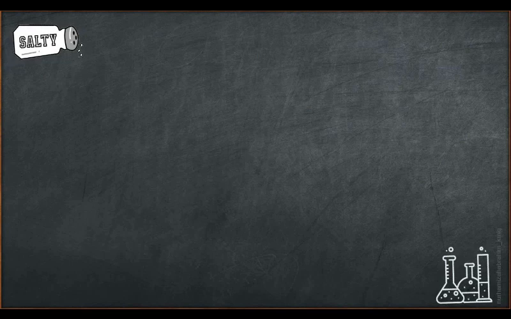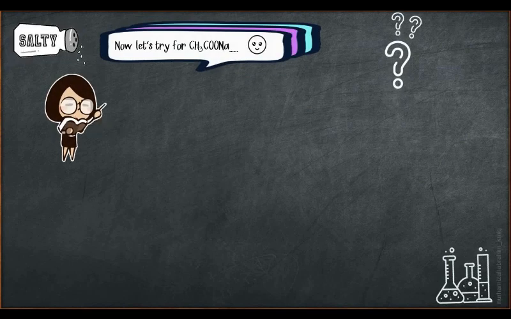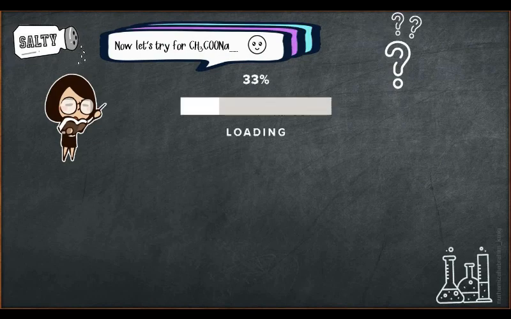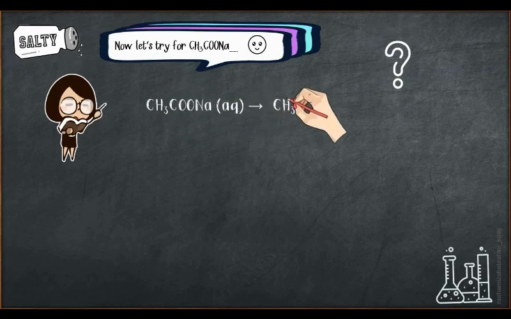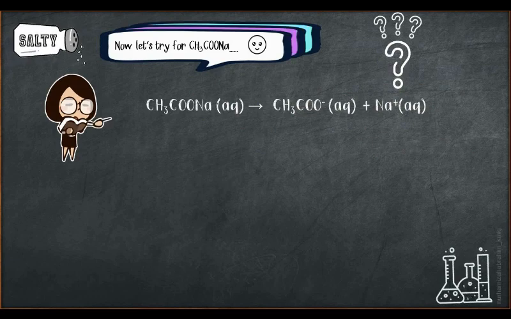Now you try for salt sodium acetate, CH3COONa. Firstly, write the dissociation equation for sodium acetate. Sodium acetate, when dissociated in water, will produce acetate ion, CH3COO-, and sodium ion, Na+.